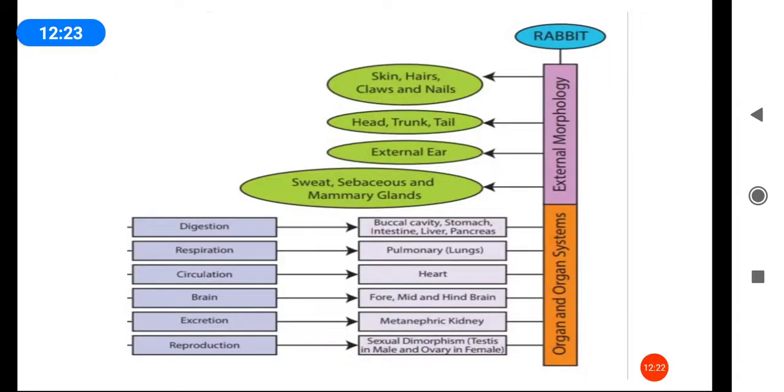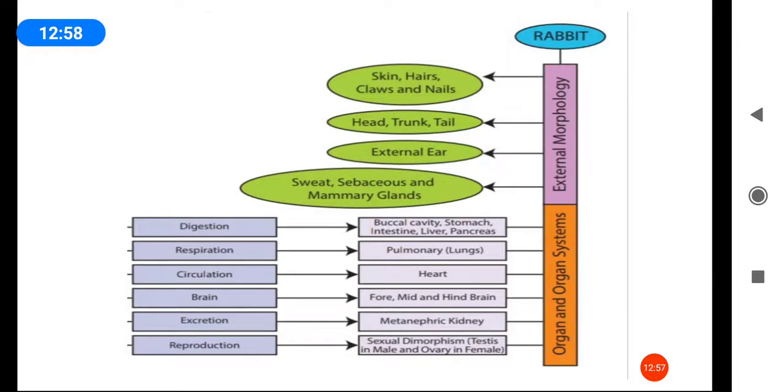So dear children, I hope you all understood both the external morphology and organs and organ system in rabbit. In the external morphology, we learned skin, hairs, claws and nails are present. Then the body is divided into head, trunk and tail. Then they have an external ear. Then they have glands: sweat glands, sebaceous and mammary glands.